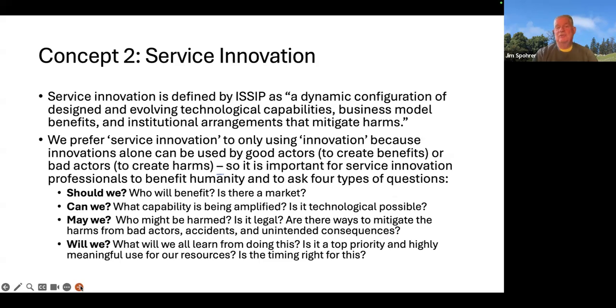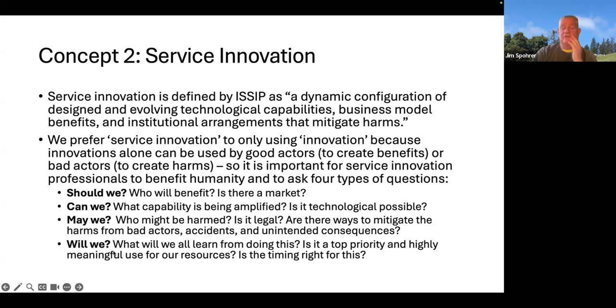So the second concept is service innovation, and service innovation is defined by ISSIP as a dynamic configuration of designed and evolving technological capabilities, business model benefits, and institutional arrangements that mitigate harms. Now, you might say, why don't we just say innovation? And the reason is we prefer service innovation to only using the term innovation because innovations alone can be used by good actors to create benefits or bad actors to create harms, right? Artificial intelligence is a great example of that. You can use it to get your work done better and faster, or you can use it to spread disinformation.